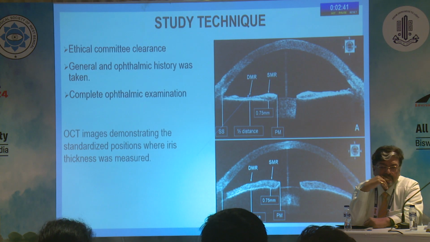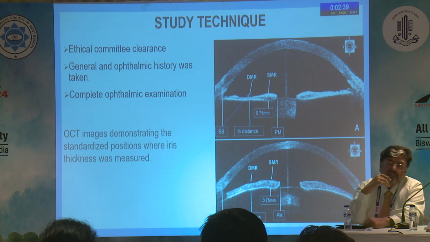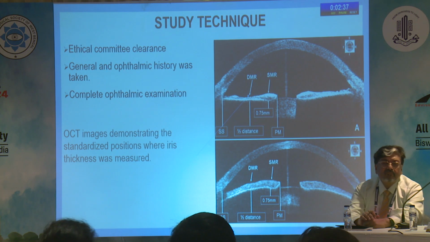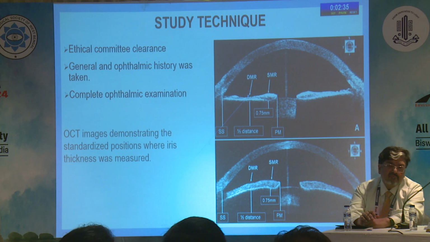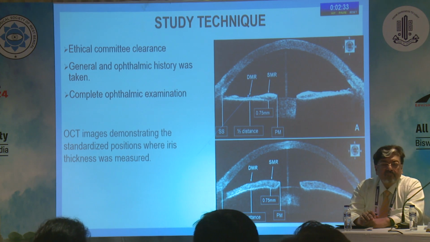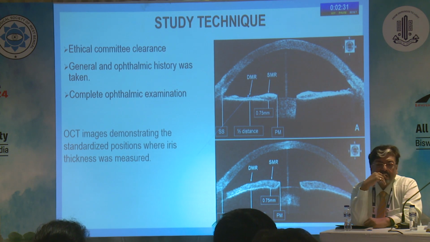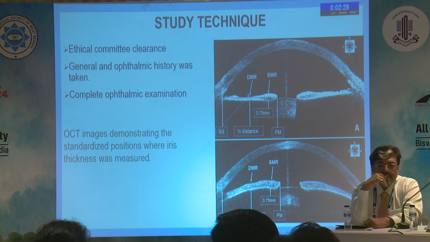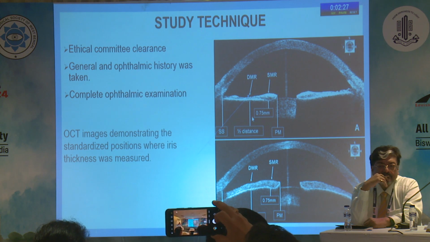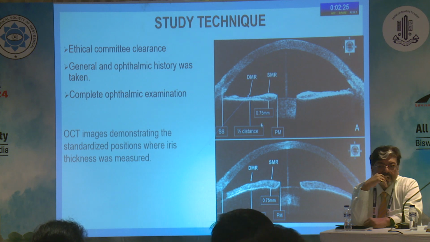The study technique: after the ethical committee clearance, the general and ophthalmic history was taken. And this is the anterior segment OCT, which shows the various measurements done. These are the dilator muscle radii and the smooth muscle radii, along with the scleral spur and the pupillary margin, which is seen.